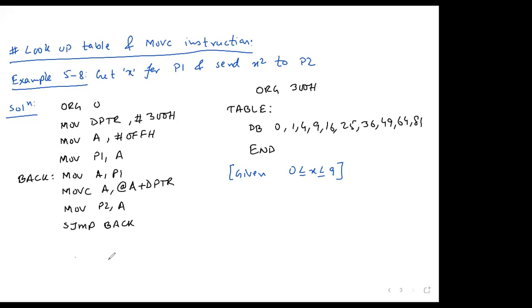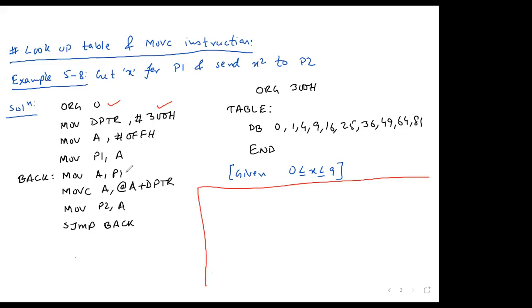So the problem says get X from P1 and send X square to P2. Now look at the code. First line is simple. MOV DPTR, #300H. All right, so we are storing 300H in DPTR directly.